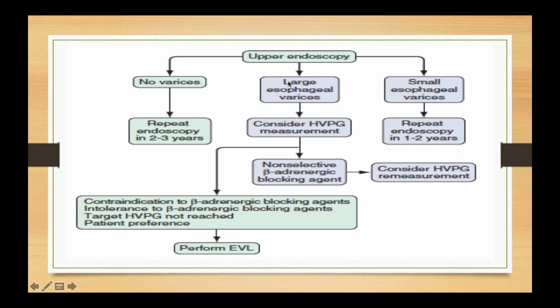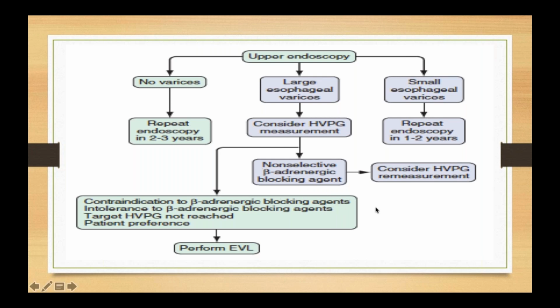Upper GI endoscopy should be done in all cirrhosis. If there are no varices, repeat the endoscopy in the next 2 to 3 years. If there are large esophageal varices, consider HVPG, or you can straight away give, if the patient has not bled, a beta blocker or carvedilol. Carvedilol has recently, in the last 1 or 2 years, replaced beta blockers, considering their side effects also, because beta blockers are prescribed in a therapeutic window. You can't prescribe it too early, you can't prescribe it too late. Carvedilol is now a better choice.